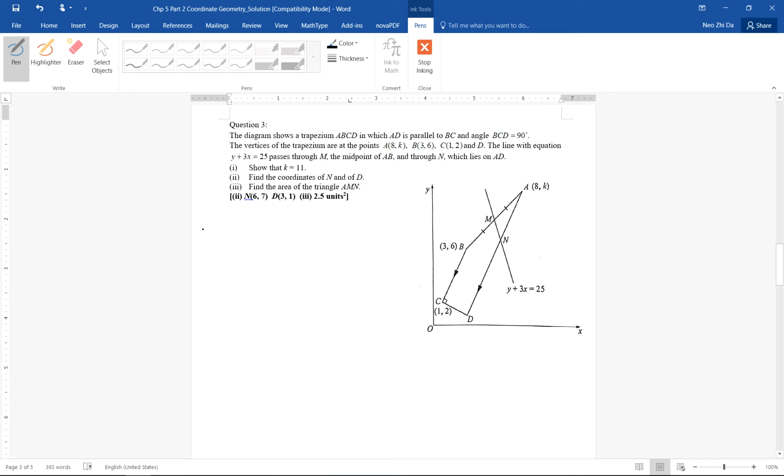So based on my memory, how do we get k equal 11? What's the first step? We have to find the x coordinate of M first. This can be done by doing the midpoint. 3 plus 8 over 2, so it's 11 over 2. After which we can find the y coordinate of M by substituting into the equation.